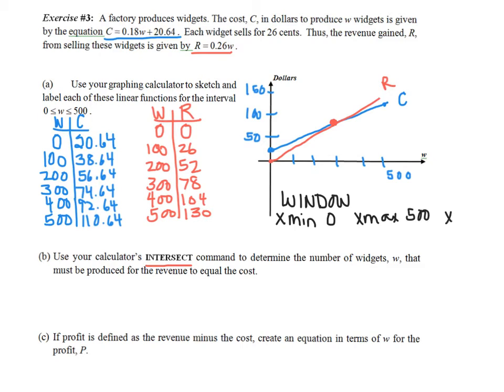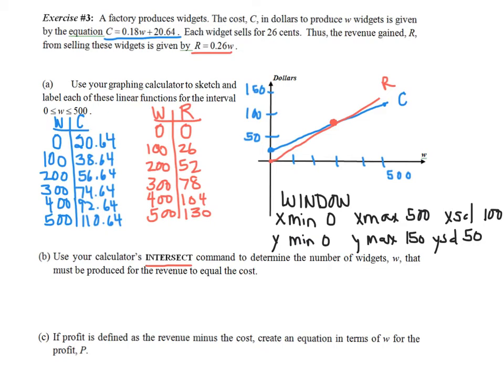I'm counting on the X axis, so I call that the X scale. I'm counting by 100s. My Y min is also going to be 0. My Y max I have going up to 150, and I'm going to use a Y scale of 50. So we're counting by 50s on the y-axis. Now press graph again, and you should see the two functions, and we should see that they intersect with each other.